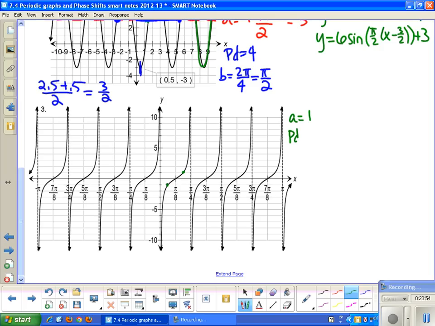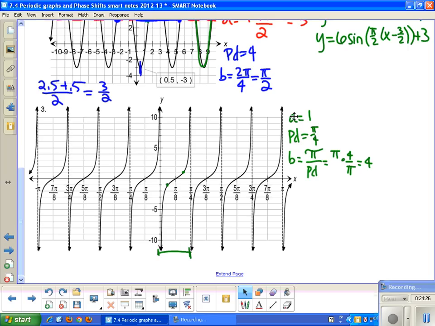Now the period of the graph is the distance it takes to make one cycle. So from here to here, because we have an asymptote to an asymptote is what you're really looking at, would be pi over 4. And if I want to figure out the b value, then remember the b value is equal to the period of your parent graph, which in this case is cotangent or tangent, so pi, over your period. So pi divided by pi over 4 would be the same thing as 4 over pi times pi, which is equal to 4. So that's my b value that I'm using.